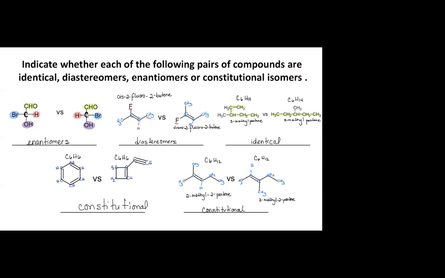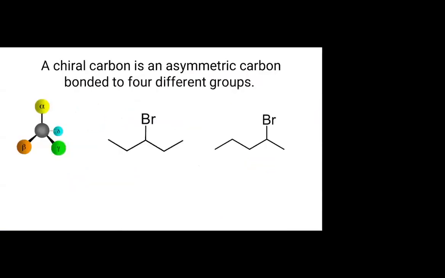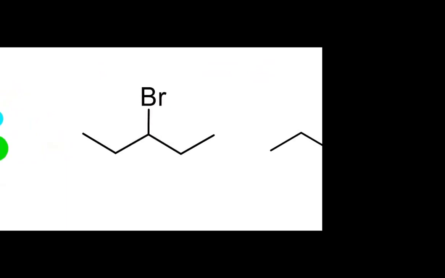Let's now solidify the concept of how to identify chiral carbons in an organic compound. Here we have two molecules. Remember, the concept of having a chiral carbon means that the carbon atom has 4 different things. It must have 4 distinct groups around it. So let's deal with the molecule on the left first.